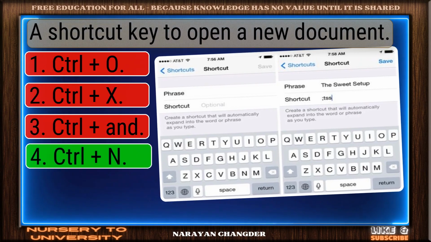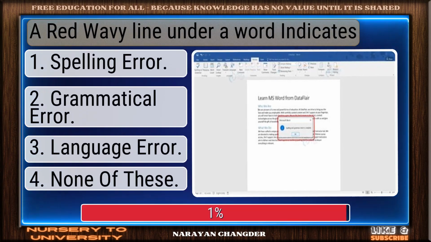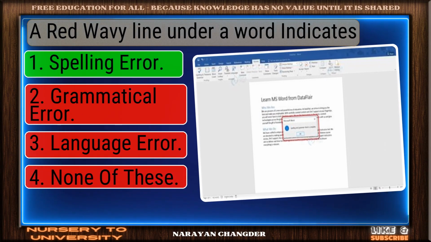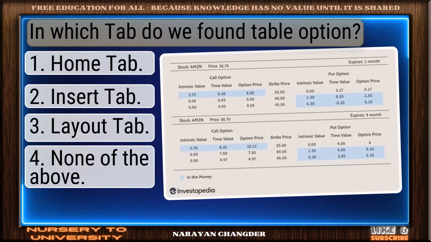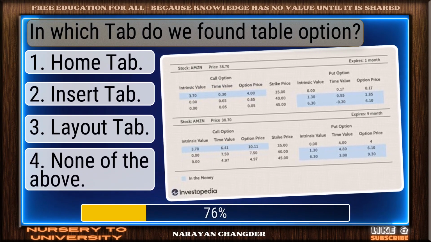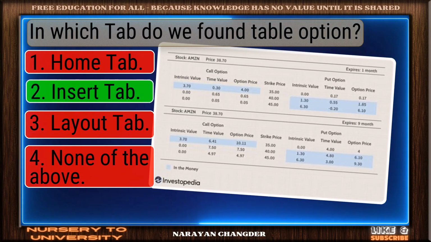Correct. Ctrl plus N is the right answer. A red wavy line under a word indicates. Bravo. Spelling error is the answer. In which tab do we find the table option? You're right. Insert tab is the correct answer.